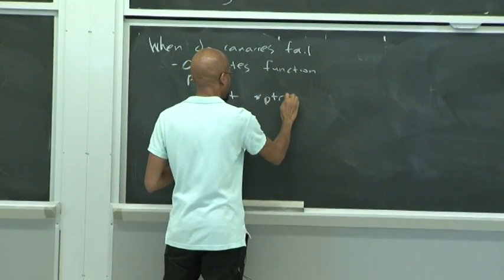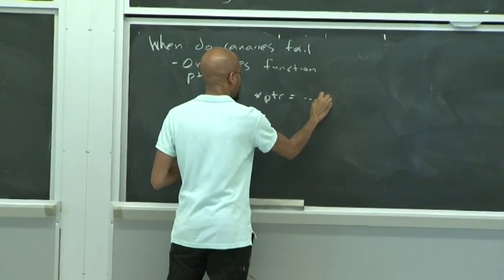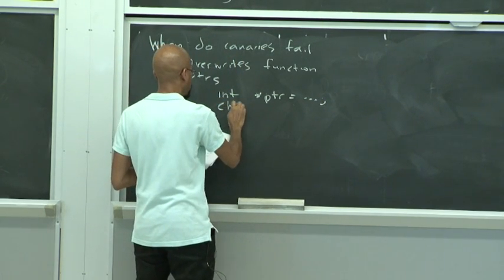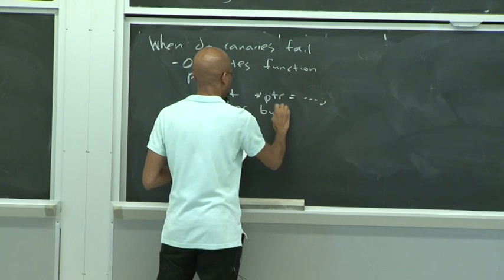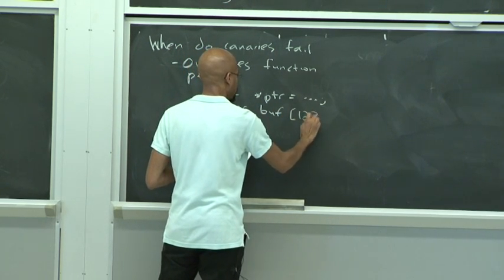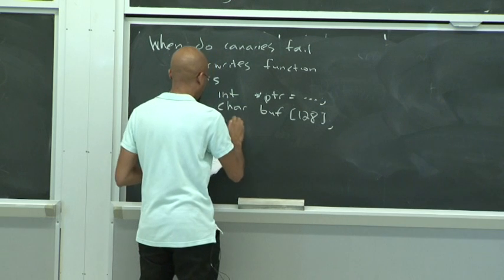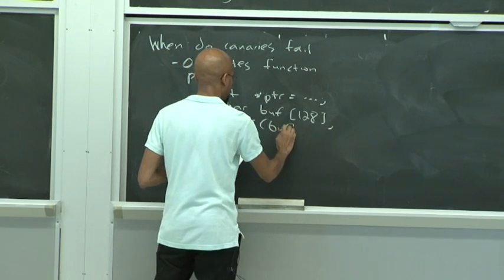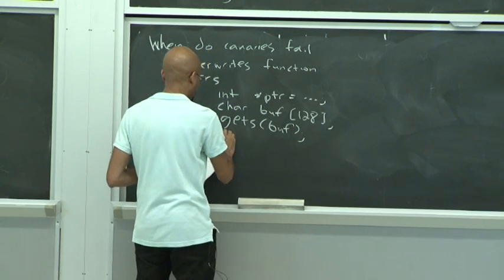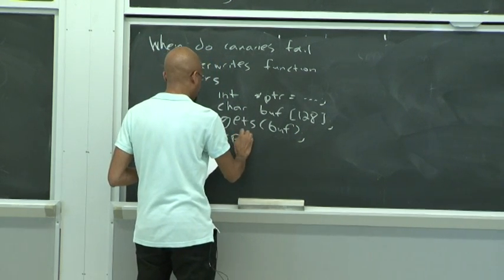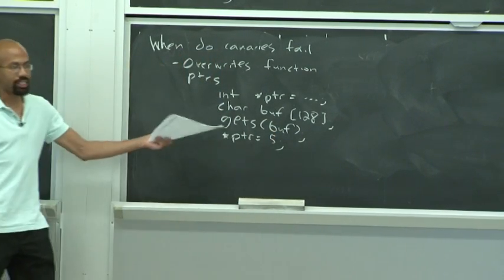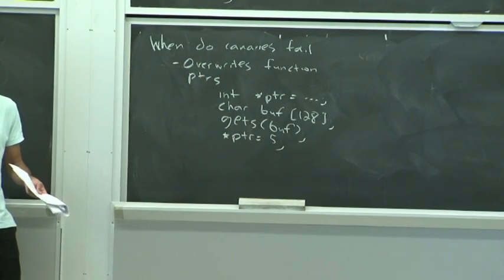declared a pointer, it gets initialized in some way, it doesn't really matter. Then you have a buffer here. Once again, the gets function rears its ugly head. And then let's say down here, we assign some value 5, let's say, to the pointer.